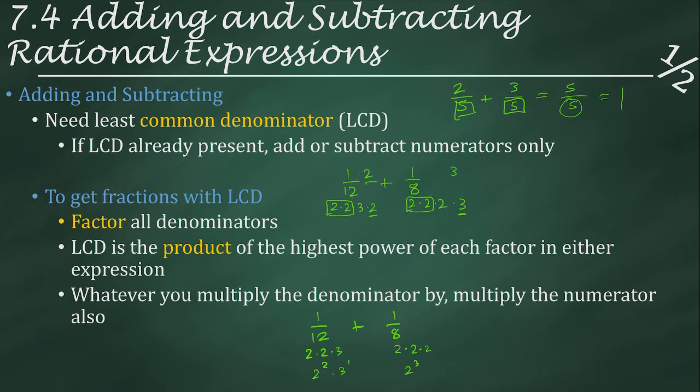So we're going to multiply the highest power of each factor. For the 2's, the highest power is the cubed. So it'll be 2 cubed. And for the 3, the highest power is 1. So it'll be 3 to the first. So 2 cubed is 8 times 3 is 24. Notice we got the same common denominator.